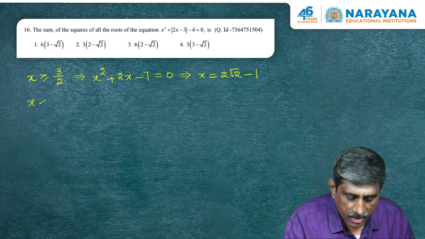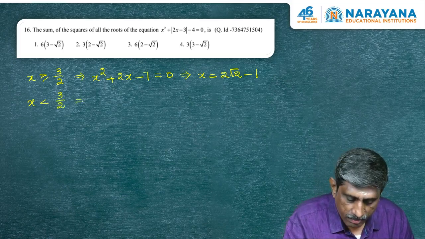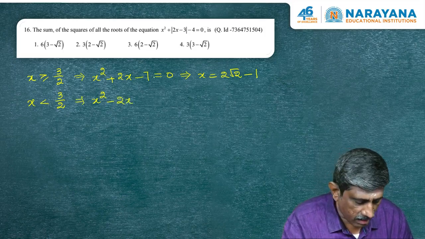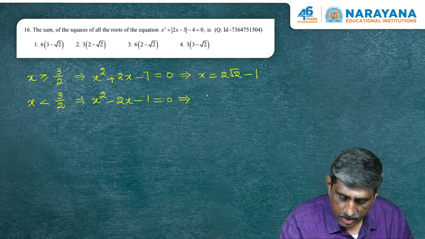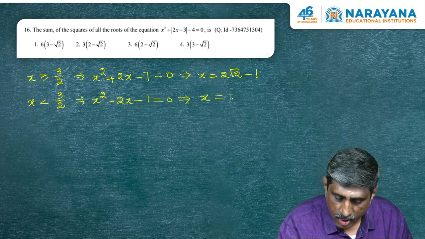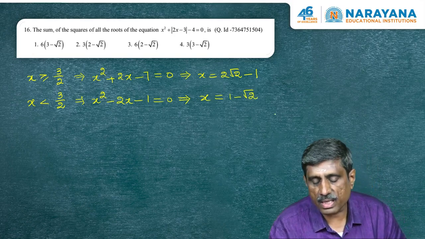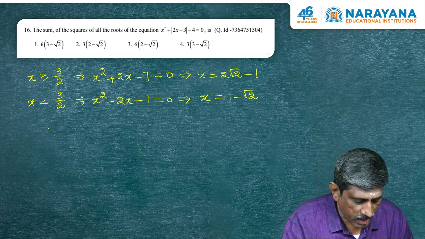When you take x less than 3 by 2, the equation is going to become x square minus 2x, it will become plus 3 minus 4, which is minus 1 is equal to 0, and x is equal to 1 minus root 2 is the only root which satisfies the given condition. The other root does not satisfy the given condition. We have to find the sum of the squares of the roots.